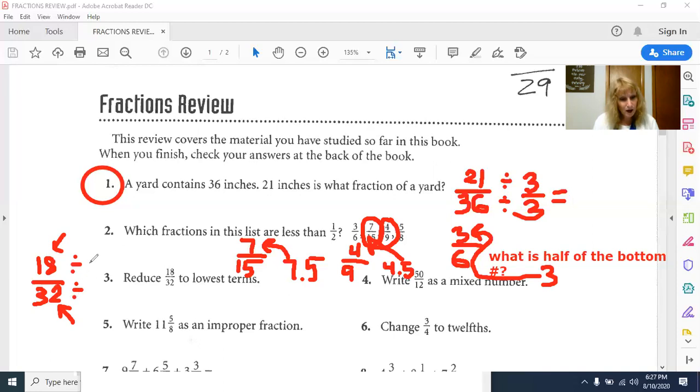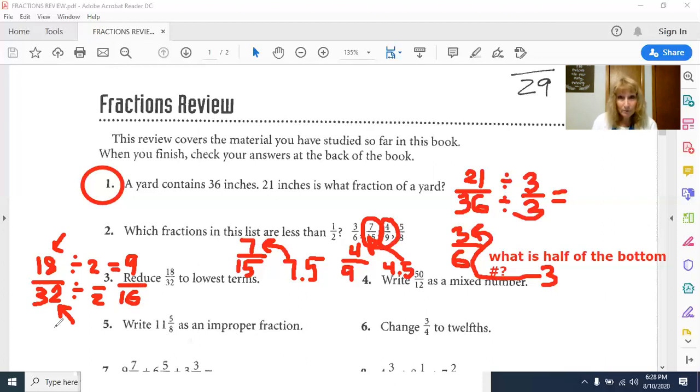So if I divide the top by 2 and I divide the bottom by 2, what will I get? Well, 2 times 9 is 18. What about 32 divided by 2? 2 goes into 3 one time. 3 minus 2 is 1. Bring down the 2, 12. 2 into 12 goes 6 times, 16.